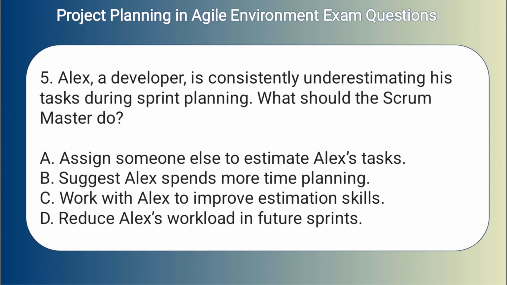5. Alex, a developer, is consistently underestimating his tasks during sprint planning. What should the Scrum Master do? A. Assign someone else to estimate Alex's tasks. B. Suggest Alex spends more time planning. C. Work with Alex to improve estimation skills. D. Reduce Alex's workload in future sprints.